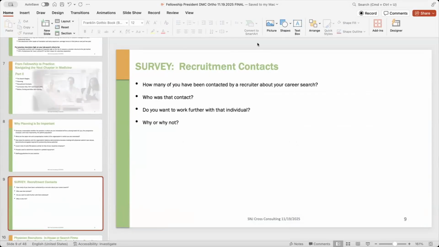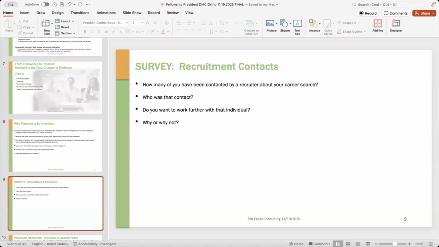The survey recruitment contacts, that's 9. Yes. Okay. Yep, that is correct. So I'm skipping through because I want to hit the meat of it so that I can allow for plenty of time for questions and answers. So when you look at the recruitment contacts, are any of you starting to get emails or anything from recruiters at this point? And you can just show with a wave of hands.